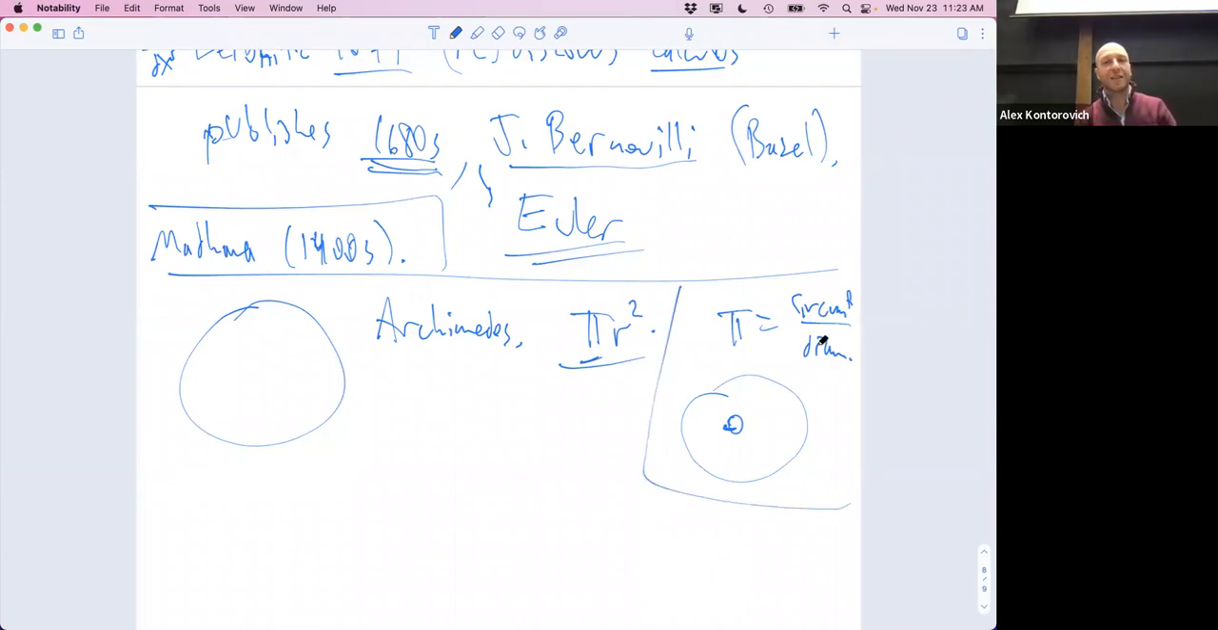It's something that's measuring lengths. And yet here it is appearing in an area. Why is pi also the area of a radius 1 circle? That doesn't make any sense. Right? Why is it an area? Because here's what Archimedes does.